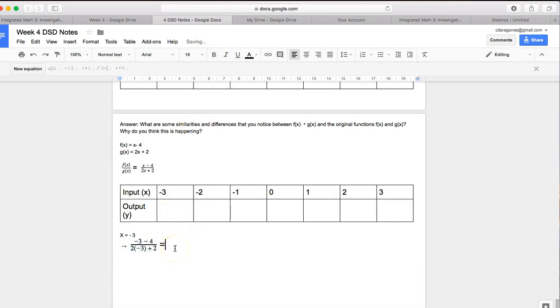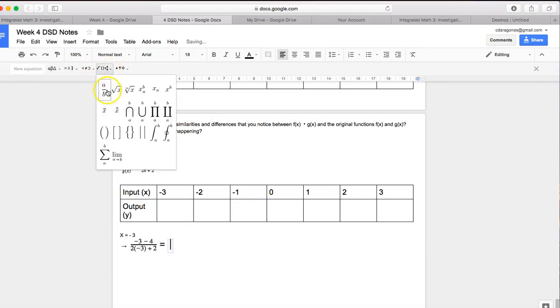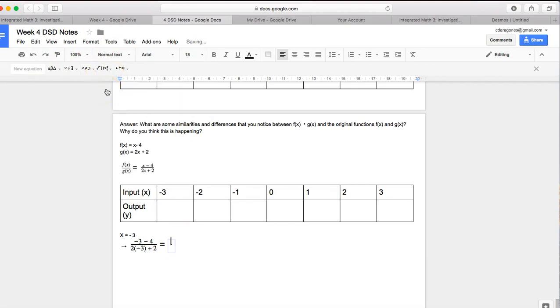Simplify this. -3 minus 4 on top is -7. And -3 times 2 is -6, -6 plus 2. Simplify this a little bit more and I get -7 over -4, which simplifies to positive 7 over 4 because the negatives cancel each other out. So for here, my point is 7/4. I can keep doing this, so I can make a table of values and eventually graph this whole function.